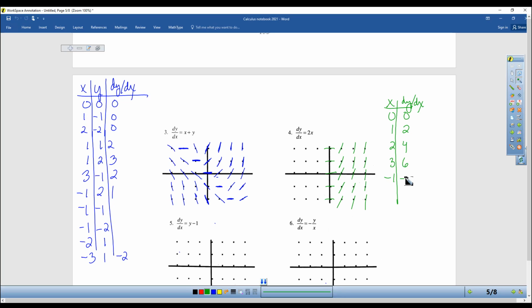At -1, slope of -2. At -2 it is going to be a slope of -4. I just need to make it steeper than the last one, and then steeper still. Look how much faster that one went.